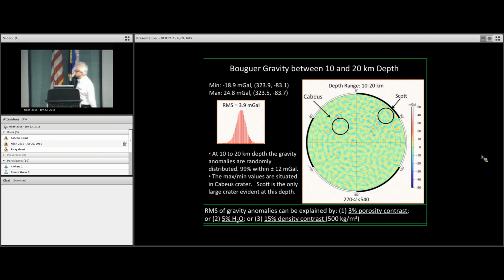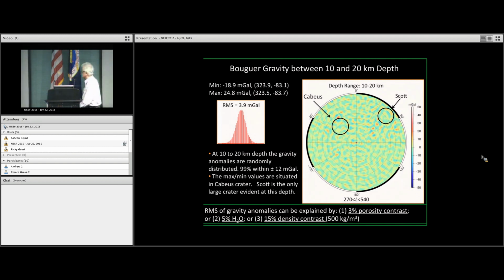And so when you try to interpret what those variations are, let's just take the RMS, for example, here. Could you explain all that with water? And if so, how much? Well, the bottom line is, you come down to about the bottom here. If you wanted to explain it, you could put 3% porosity in the crust, just vary across the surface, or you could put 5% water, or you could have 15% of some other material with a density of about 2,000 kilograms per cubic meter. The point is, it's a very small anomaly and a very small amount to actually explain. You don't need much water there at these depths. I consider a few percent not large, but some people may say that's a large amount of water.